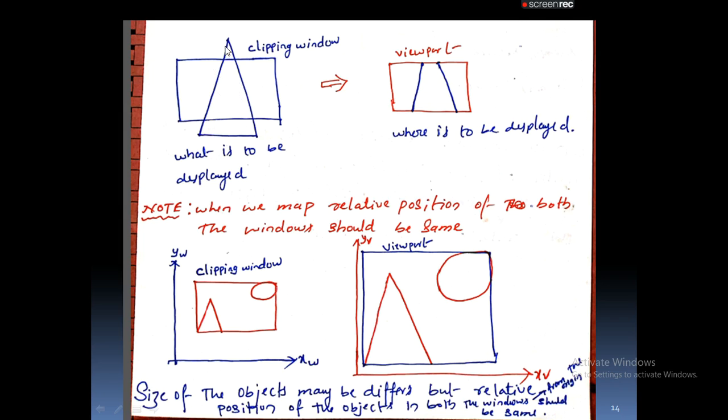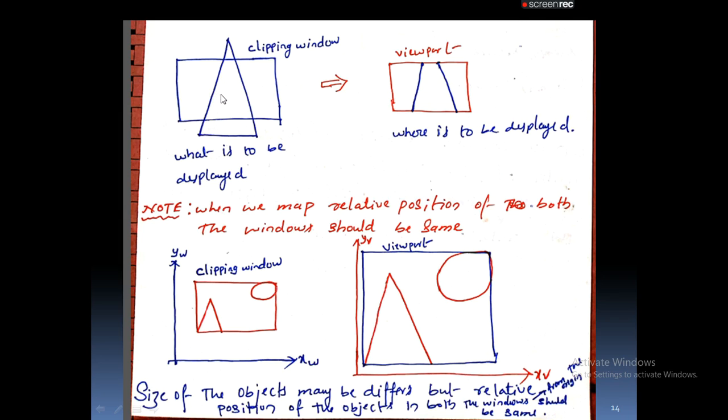Now I have one object called a triangle. For this object you need to decide whether you want to view the entire object or part of the object. That is called what is to be displayed in a given object. The given object is the triangle. Now I decided I want to display only part of the triangle, so I defined one rectangle here. That rectangle is called the clipping window, the two-dimensional clipping window.